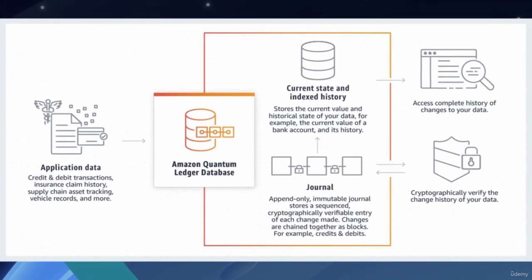The way it works is your sensitive data will be put into the ledger database, and a journal will be kept of all transactions. And that journal will be cryptographically verified to ensure that it is always correct. And there will also be a current state and indexed history around that journal, which you can view through the management console as well.